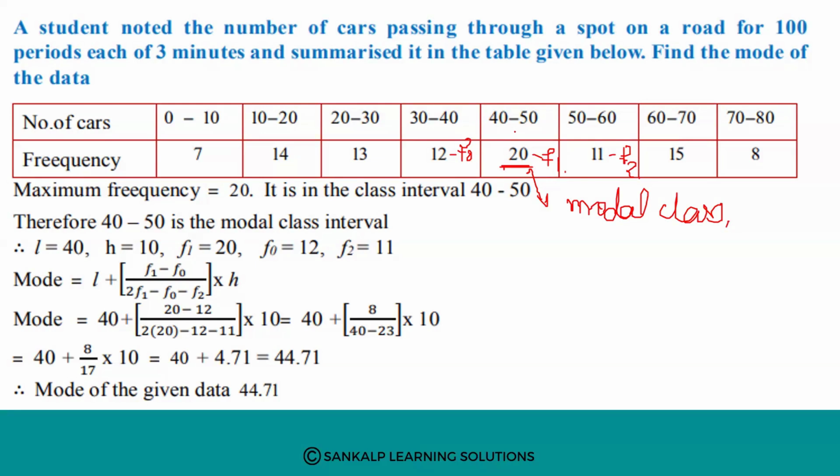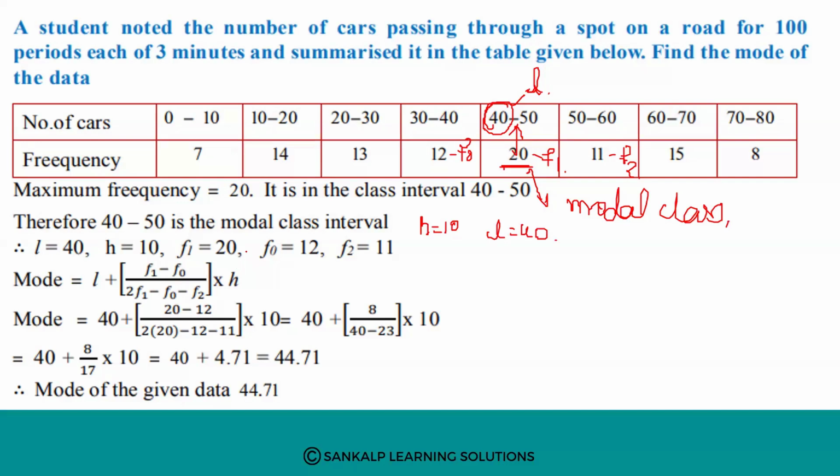Next, the class interval of the model class. The lower limit of the model class is 40, so this is the value of L. Now, what is the class size here? 30 minus 20 is 10, 20 minus 10 is 10, 50 minus 40 is also 10. So H is 10 here. L is 40, H is 10, F1 is 20, F0 is 12, and F2 is 11.